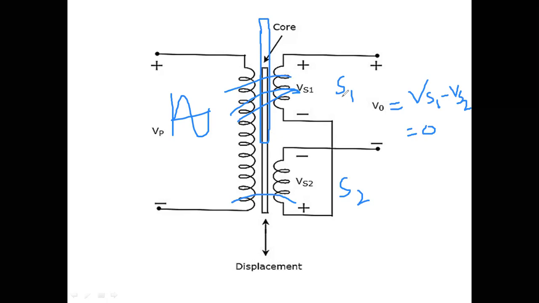So Vs1 is greater than Vs2 now. Why? Because more flux is cutting the conductor at secondary 1, and less amount of flux is cutting secondary 2. So Vs1 is more than Vs2. Therefore, output voltage V0 equal to Vs1 minus Vs2 gives me some positive value.